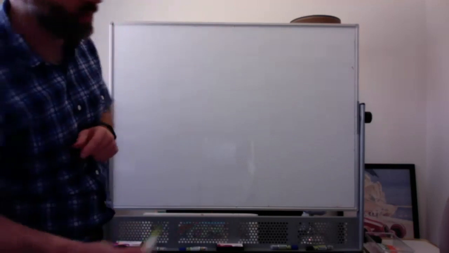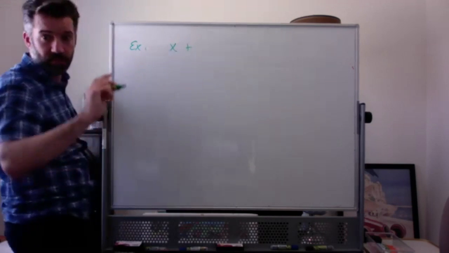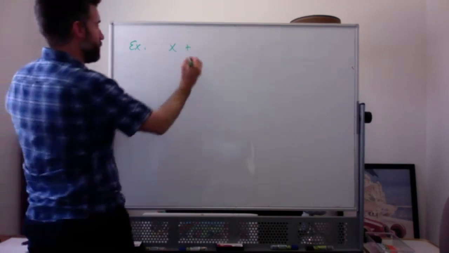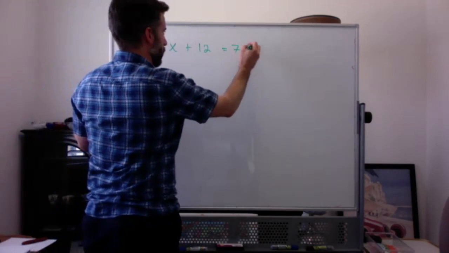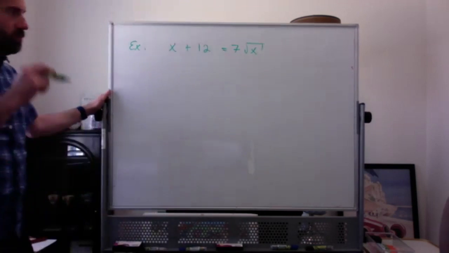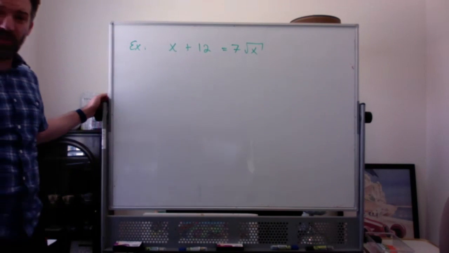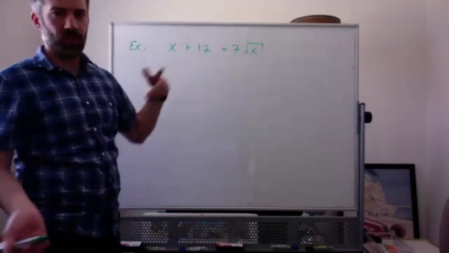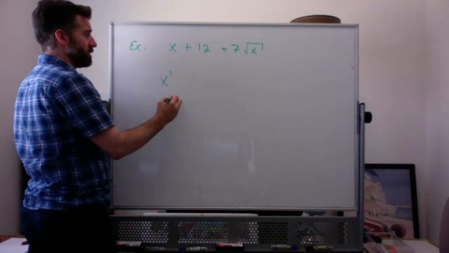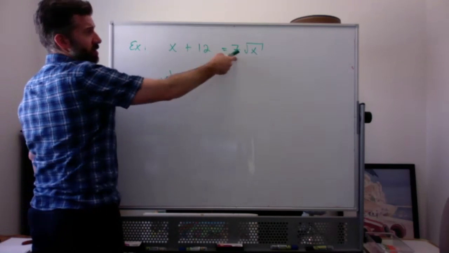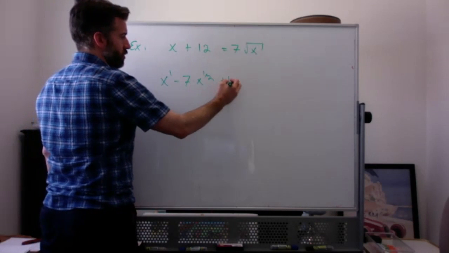Let's do some more examples. And please feel free to stop me with questions if you have them. It's a good question. x plus 12 equal to 7 times the square root of x. And so I'm going to do two things. I'm going to bring that over to the left, and I'm also going to rewrite it as a power. I really don't want roots if I don't have to have them. So I'll write this as x to the first minus 7 times, not the square root of x, but x to the 1/2 plus 12.